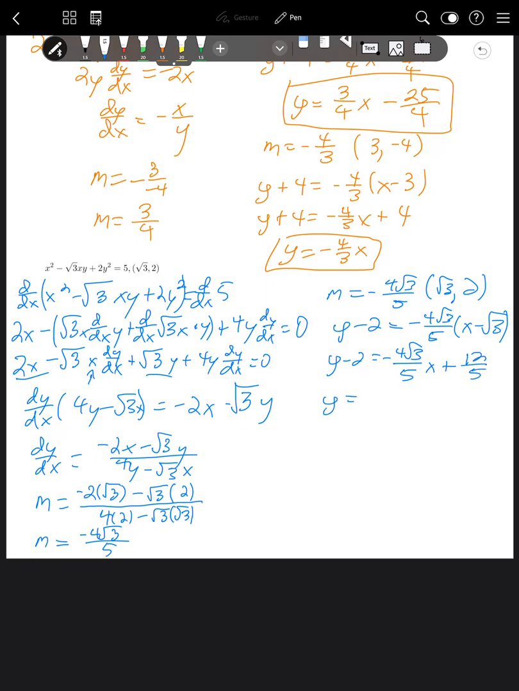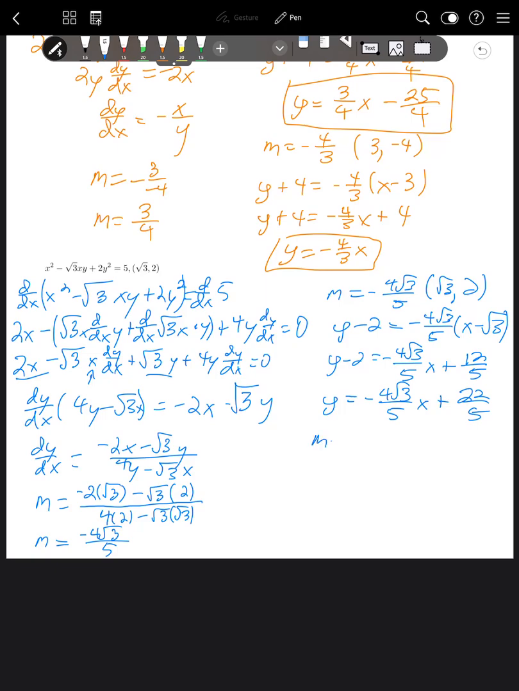And then add 2 to both sides. So negative 4 root 3 over 5 x plus 12 fifths plus 2, so plus 10 fifths, so plus 22 fifths.